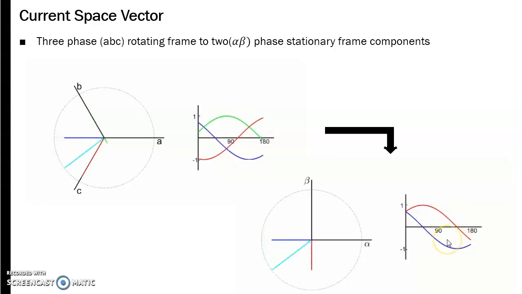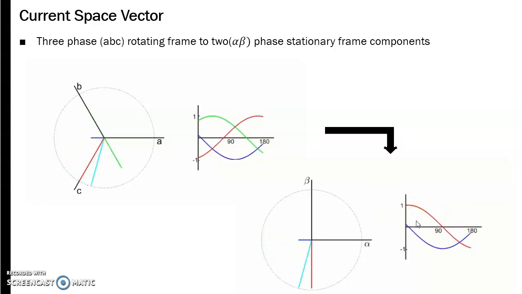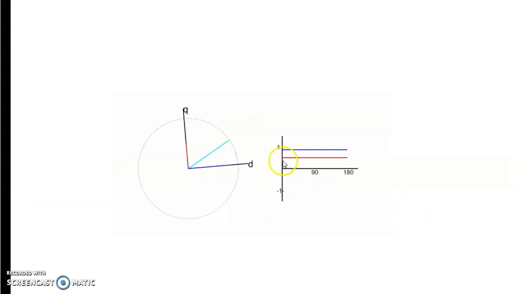So the mathematical complexity can be reduced if you transform this three-phase quantity into a two-phase quantity, that is alpha beta. Then it is again converted into constant outputs, like ID and IQ, which are constant, but now the reference frame DQ is rotating. Now it is transformed into the rotating reference frame, that is DQ.